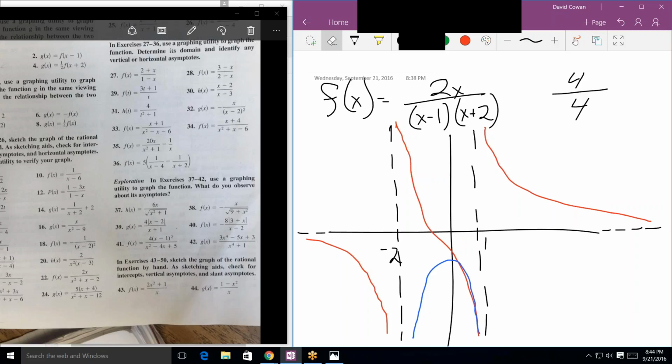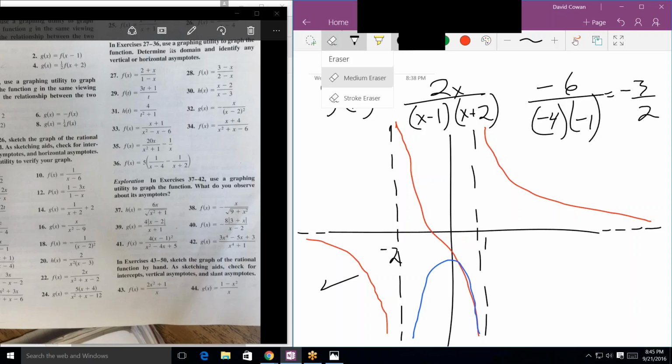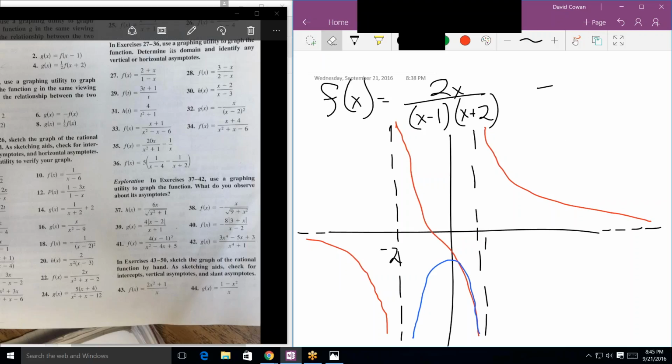I could check over here, and I could plug in minus 3. Well, what does minus 3 give us? That gives us minus 6 over minus 4 times minus 1, which gives us minus 3 halves. I got this one right. I'm below the x-axis, which is where I need to be. Okay? See how I checked that? I don't want to go so fast that you're not understanding what I'm doing.